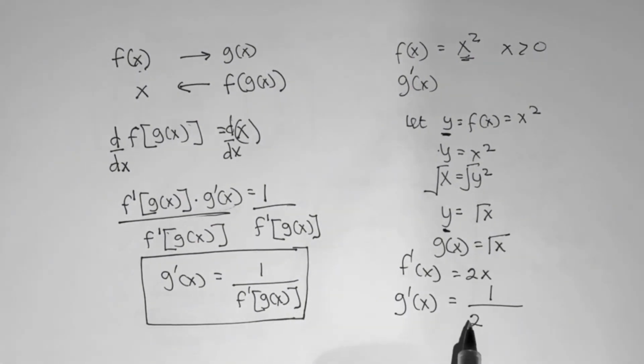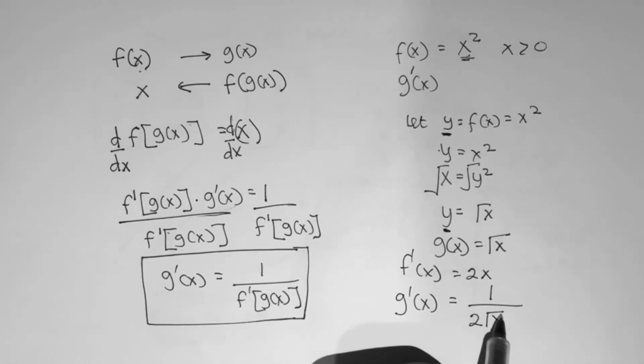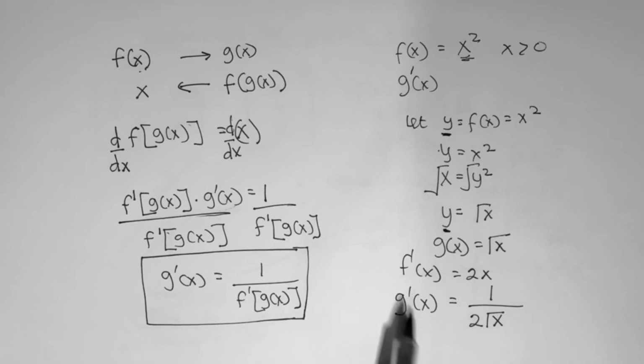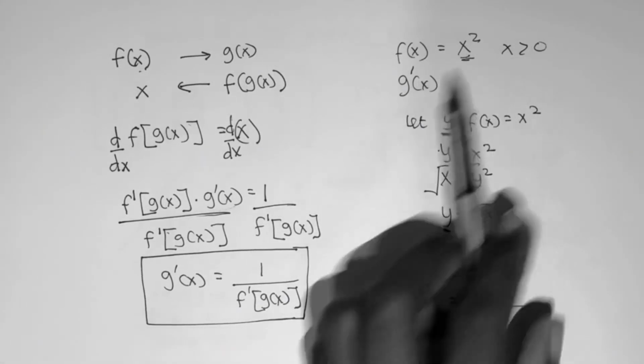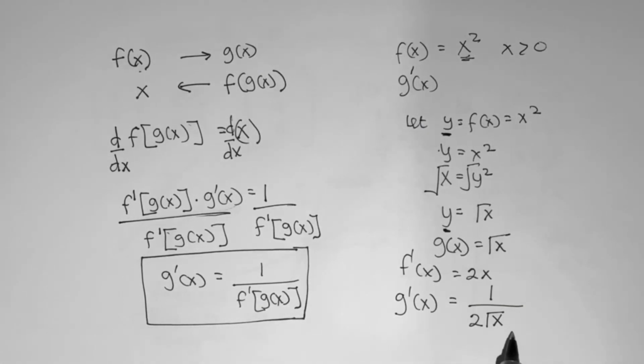Then j of x is root x, so 2 root x. That is the final answer. So the derivative of the inverse of x squared is 1 over 2 root x.